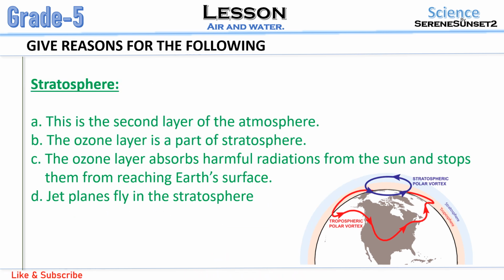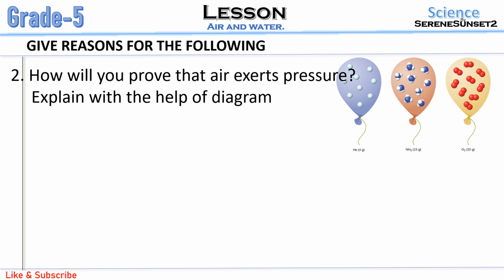Stratosphere. This is the second layer of the atmosphere. The ozone layer is a part of the stratosphere. The ozone layer absorbs harmful radiation from the sun and stops them from reaching the earth's surface. Jet. Let's have a look at the next question.